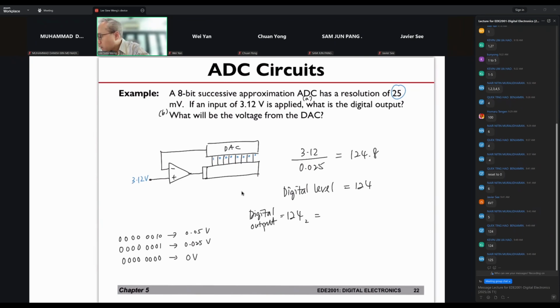Let me see. I think you should get 0, 1, 1, 1, then 1, 1, 0, 0. Yes, it's always a down approximation because you are doing a comparison, and in the comparison, the moment the input is bigger, the output becomes a 0. So it has to be lower. It's always a rounding down, or what we call a truncation.